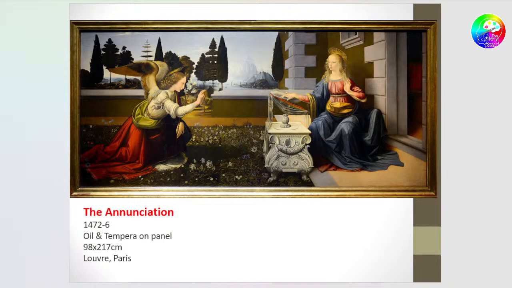So let's take a look at this, the Annunciation, painted in 1472, and it's oil and tempera on panel. Tempera, don't forget, is egg yolk and pigment, and it's a natural emulsion, and that generally goes underneath the oils as an underpainting. And this is quite large, 98 by 217 centimetres, so over 2 metres long.